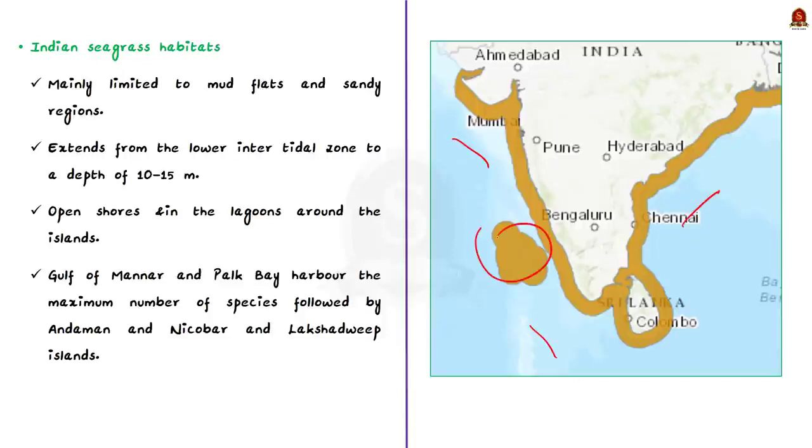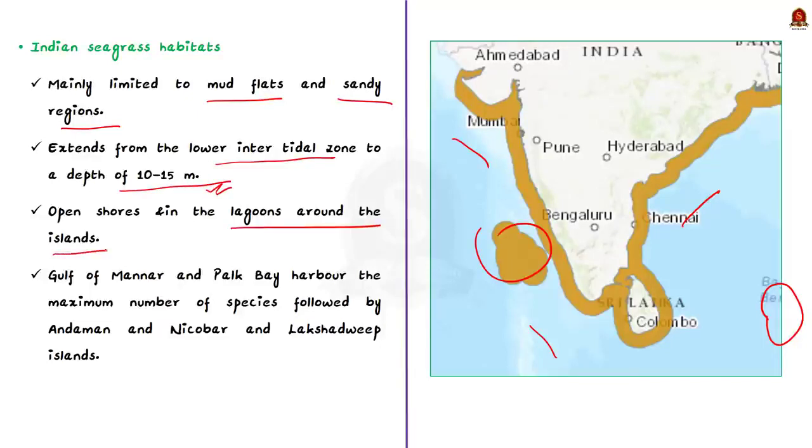It is very clear that Indian seagrass habitats are mainly limited to mudflats and sandy regions, and extend from the lower intertidal zone to a depth of 10 to 15 meters along the open shores. They are also found in the lagoons around islands. In India, the Gulf of Mannar and Palk Bay have the maximum number of species of seagrass, followed by Andaman and Nicobar and the Lakshadweep Islands.